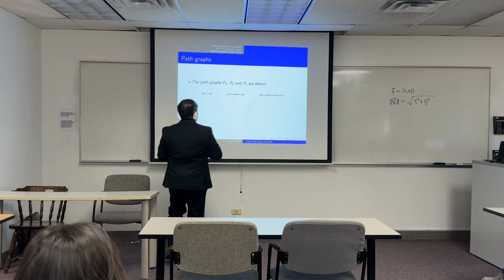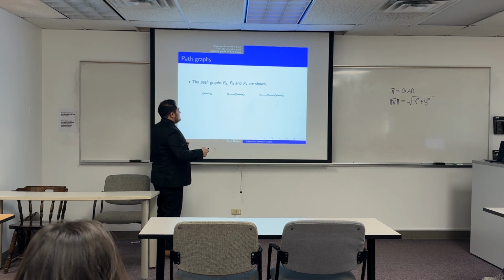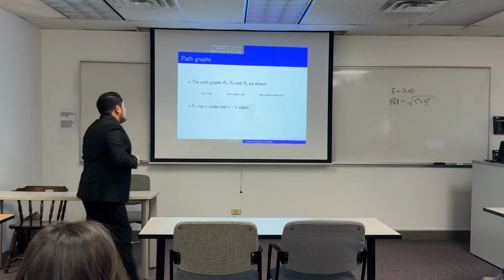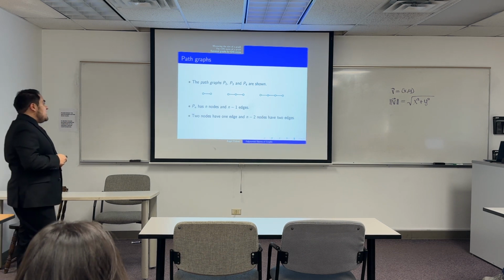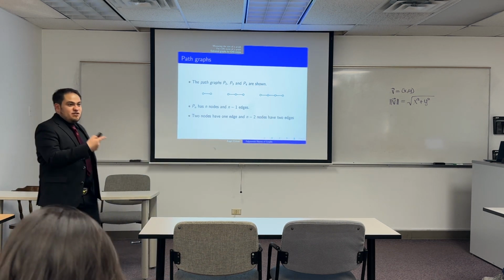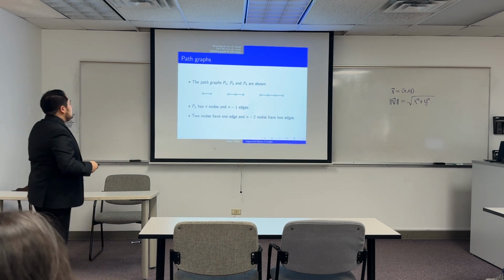Okay, so let's define a family of graphs called the paths. This is p sub 2, this is p sub 3. Does anyone have a guess as to what this is? That's p sub 4. Yeah? So p sub n has n nodes and n minus 1 edges. 2 nodes have 1 edge and n minus 2 nodes have 2 edges. These criteria determine uniquely this family that we call the path graphs.